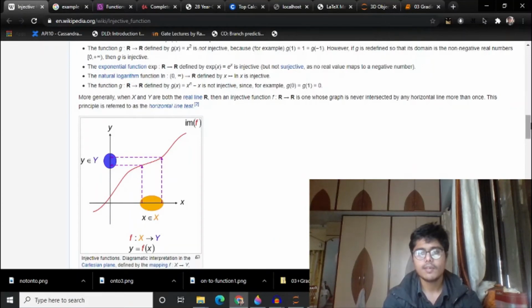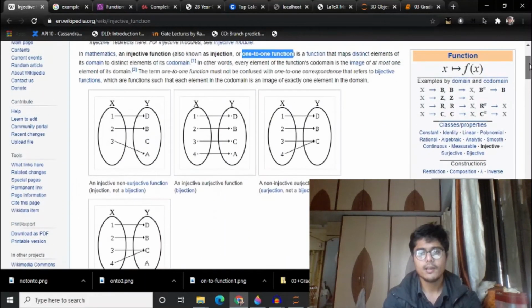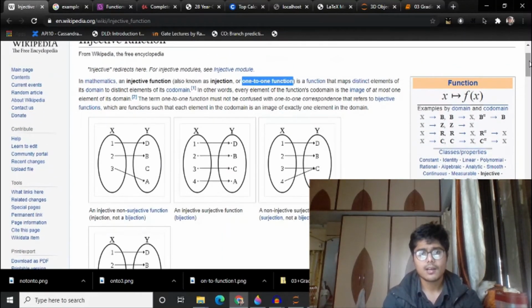So I have this Wikipedia page I have found very good for the explanation. So the functions are three functions, sorry. So there are three types of functions, guys. First type is injective function, second type is surjective function, and third type is bijection or bijective function. So let's have an understanding of that.